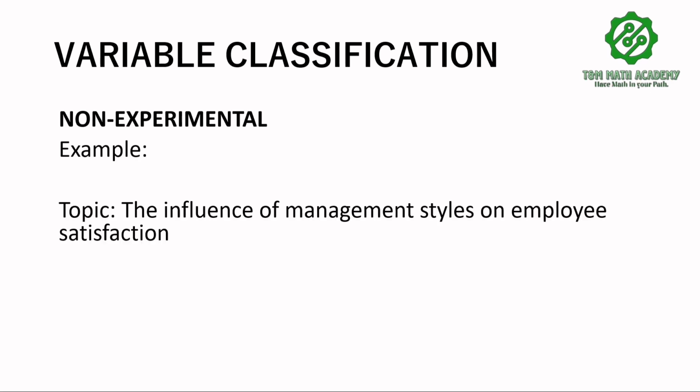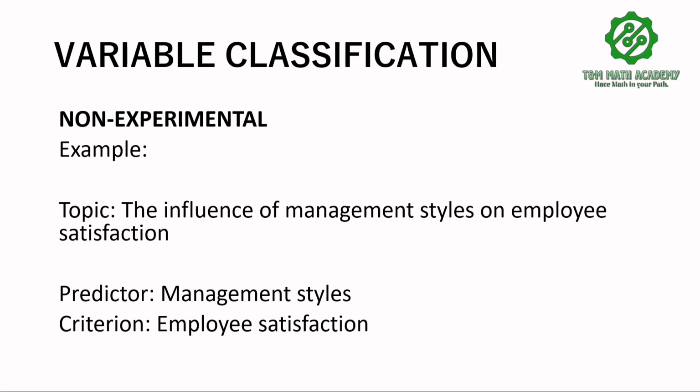Okay, so here is an example. The topic is the influence of management styles on employee satisfaction. So our predictor is management styles, and then the criterion is the employee satisfaction. Bakit siya natawag na predictor? Unang-una, yung management style, hindi natin siya pwedeng i-manipulate. Meaning, constant talaga siya. Mayroon tayong mga styles na ginagamit. Okay? And then, our criterion is the employee satisfaction. So, yan. This is one example for the non-experimental, specifically on the predictor variables and then the criterion variables.